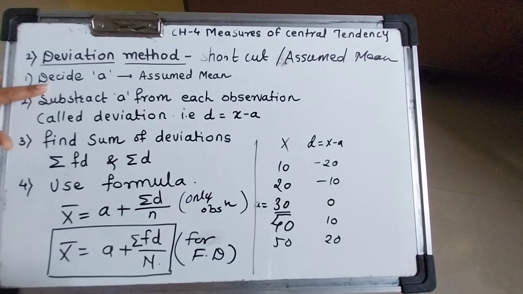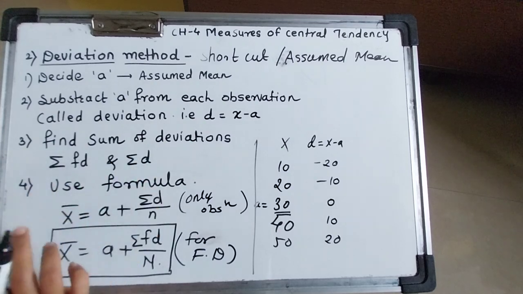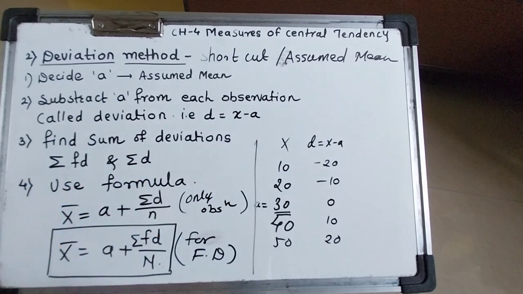See the scenario. First decide the assumed mean, then subtract A from each observation. We call it the deviation, D, small d. Find the sum, means this one and this. Use the formula. Change the formula according to the data. If they give only observations, use this formula. If given a frequency distribution, use this formula. We'll go through one example.